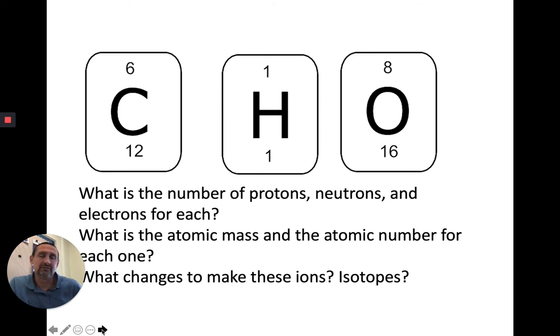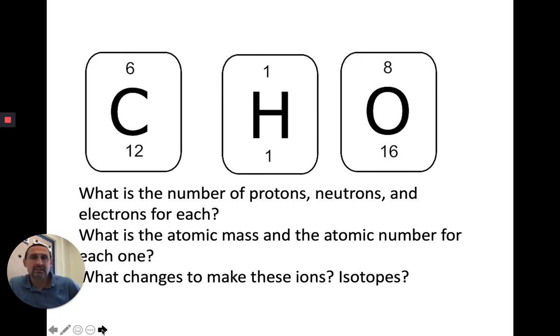Look at oxygen. Oxygen has 8 protons. That means it has 8 electrons in order to have no charge. 8 plus what is a weight of 16? And the answer is 8. So I've got 8 protons, 8 neutrons.